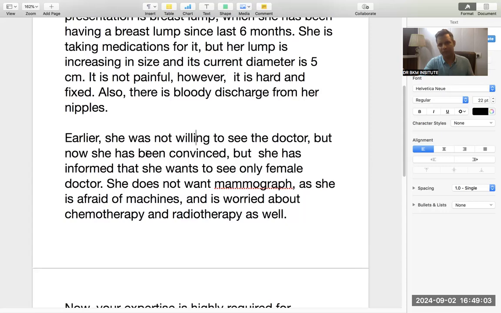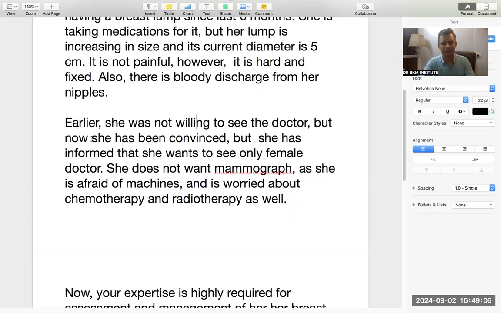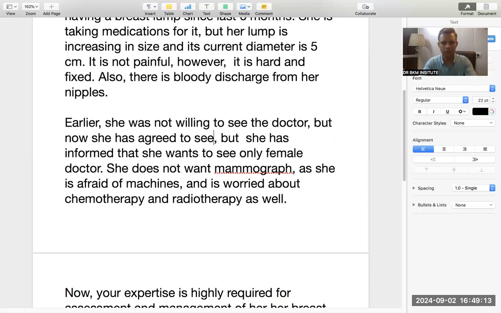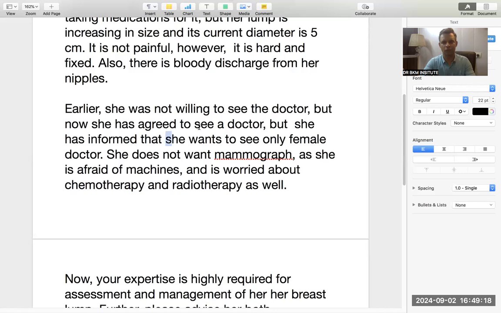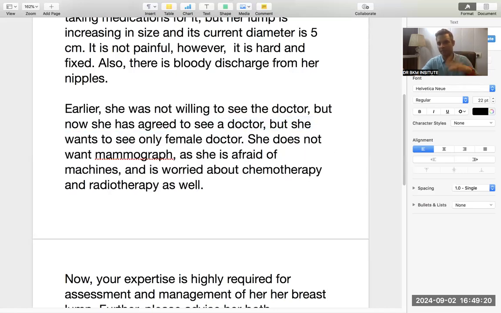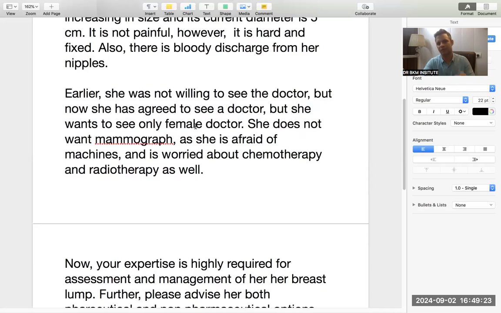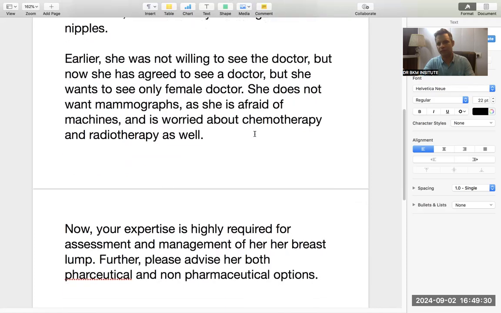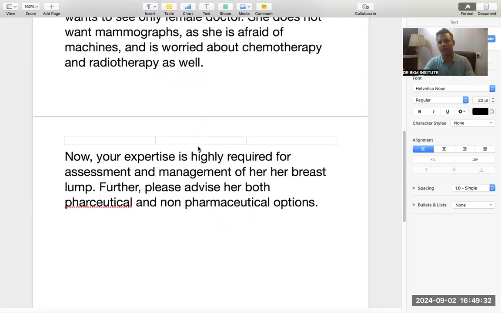Earlier, she was not willing to, but now she has been convinced. But if you don't want to write anything from your side, that's better. But she has agreed to see a doctor. If you don't want to write even this, simple is better. So I'm making it more simple. But she wants to see only a female doctor. She does not want a mammogram as she is afraid of the machine and also is worried about chemotherapy and radiotherapy. Now your expertise is highly appreciated for the assessment and management.